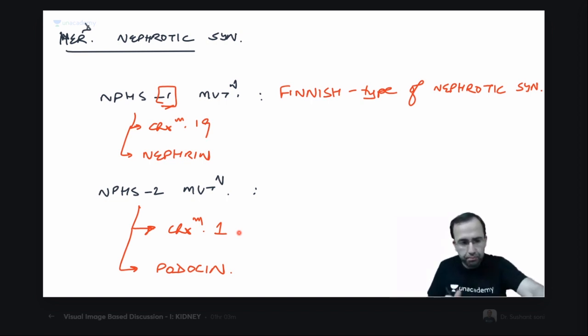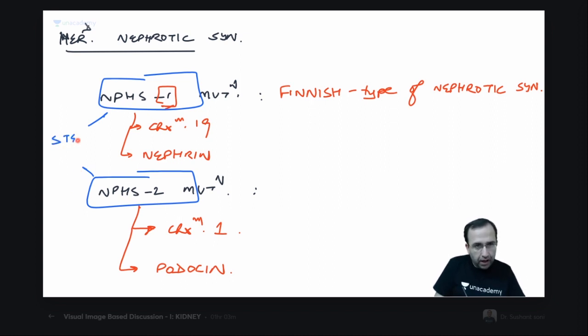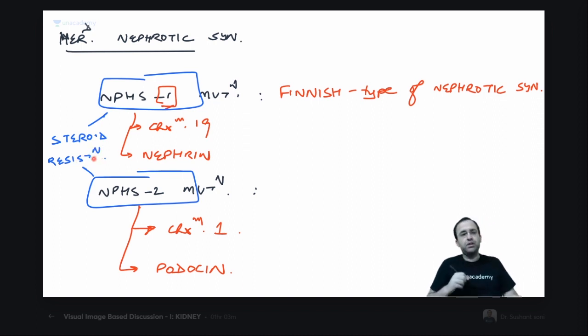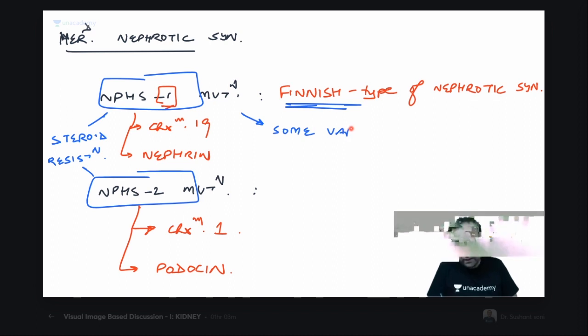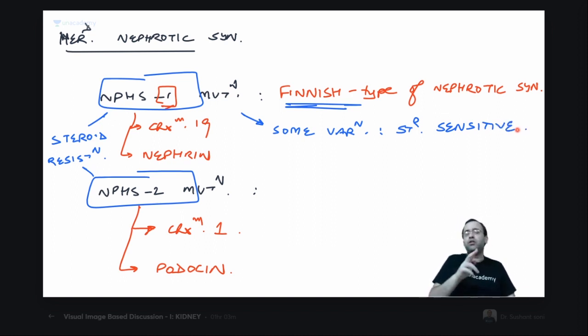Next point, both NPHS1 and NPHS2 are steroid resistant in nature. However, some variants of NPHS1 are steroid sensitive. So if you are forced to mark steroid sensitive between the two, mark it as NPHS1, otherwise both are steroid resistant in nature.